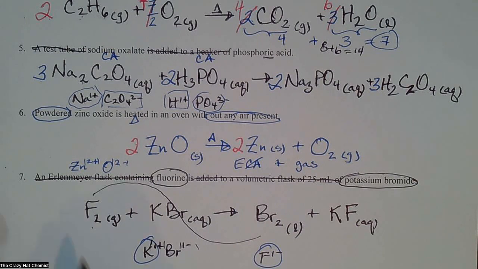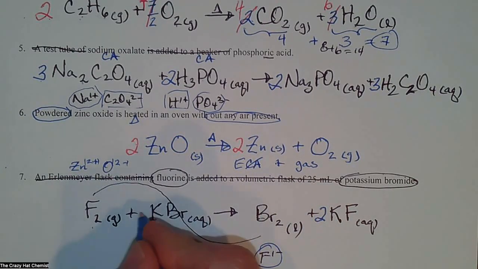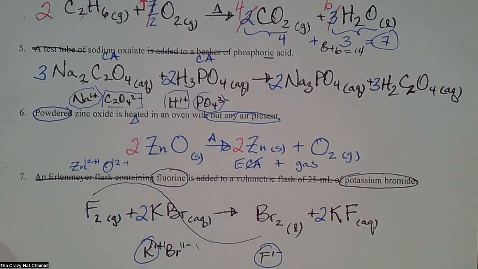Now we need to balance it. You can start here with 2 fluorines. There's 1 fluorine. I'm going to put a 2 in front of the potassium fluoride, and then 2 potassiums and 1 potassium. I'm going to put a 2 in front of the potassium bromide. Sweet and awesome. Okay, so that's actually 7 of them. We have 3 more to do of this type.